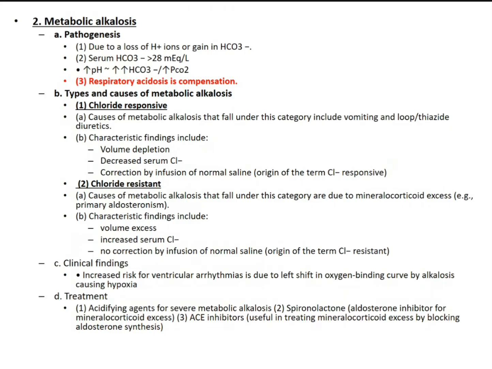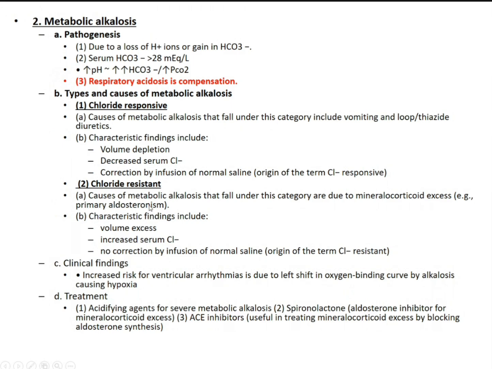Finally, coming to alkalosis, you have metabolic alkalosis in which there is increase in bicarb, serum bicarb levels are higher, there is increase in pH, increase in bicarb. Respiratory acidosis is a compensation. Types may be broadly 2 types, chloride responsive and chloride resistant. Causes of metabolic alkalosis include vomiting, use of thiazide toxicity, characteristic being volume depletion, decrease in serum chloride levels. So there's a reverse or inverse relation between chloride ions and bicarb ions, right?